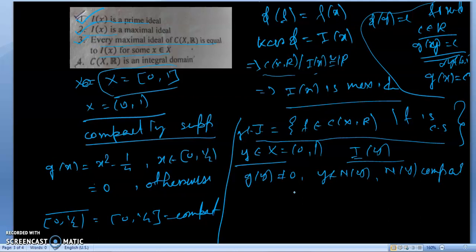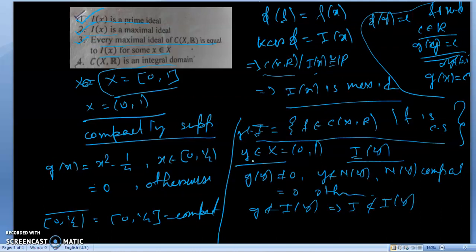And g is equal to 0 otherwise, and g is also a continuous function. We can easily construct this type of function. Now clearly, I_y is the collection of all functions that vanish at the point y, but g doesn't vanish at the point y. So g does not belong to I_y. But g belongs to J, because g is compactly supported. Therefore, J is not contained in I_y.